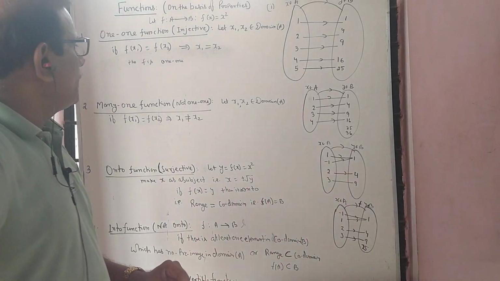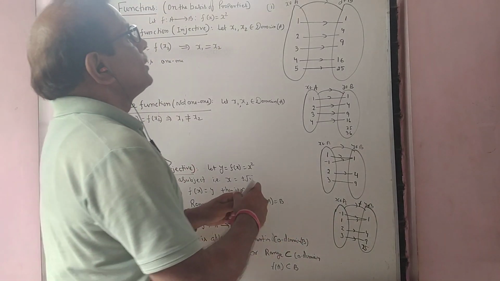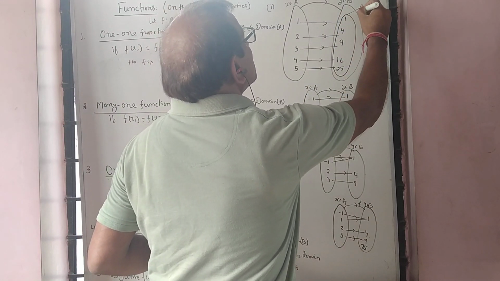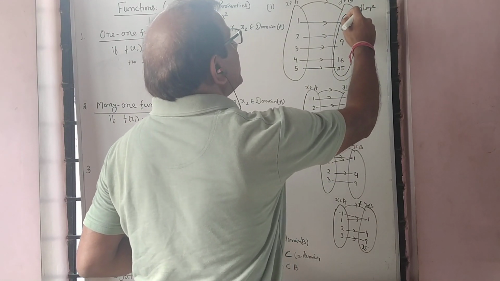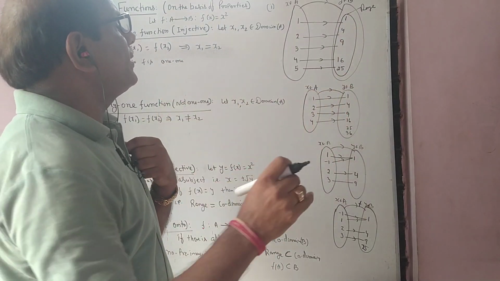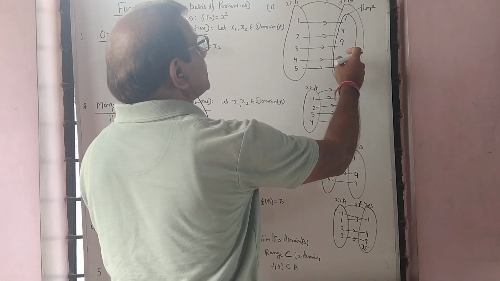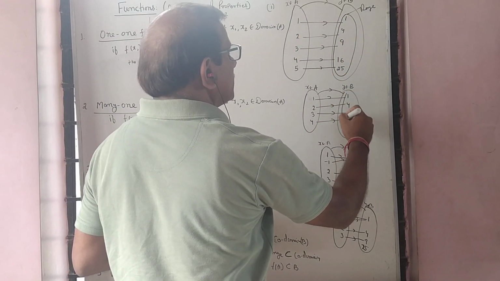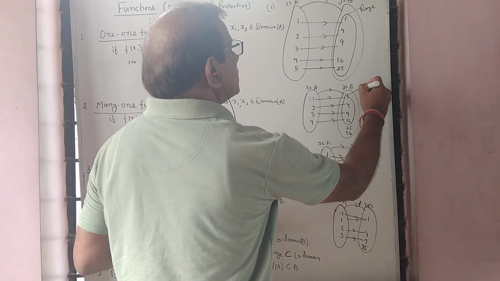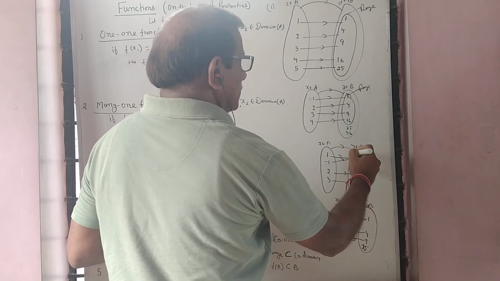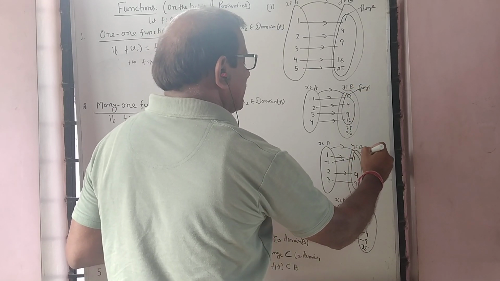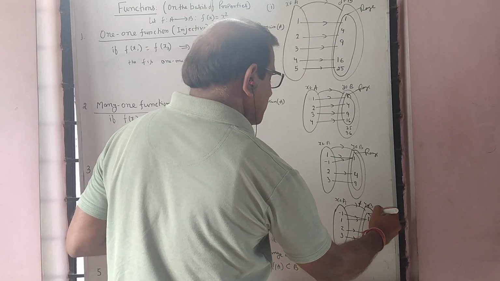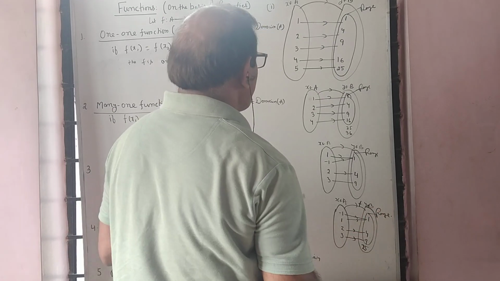Okay, clear? Now in this case, this is the range. F is a function from A to B. Range is the set of images. So 1, 4, 9, 16, 25 are the images of 1, 2, 3, 4, 5. So this is the range. Here this is the range. Here the whole codomain and range are the same, and in the last case, range is a proper subset of codomain.